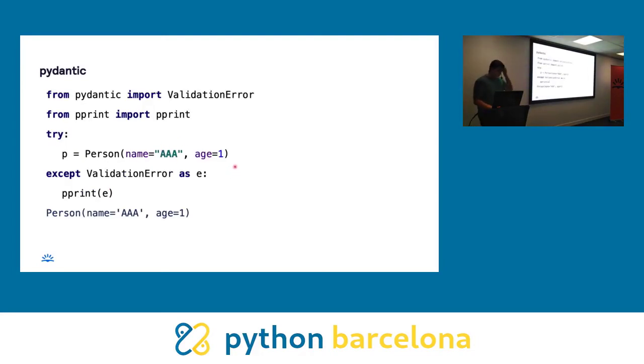Here we can see that we initialize a person instance, and we say name is J and age is 1. But now we are putting a try except to catch the validation error. This is important because Pydantic validates the type. In this case, as name is a string and age is an integer, we don't have any problem.